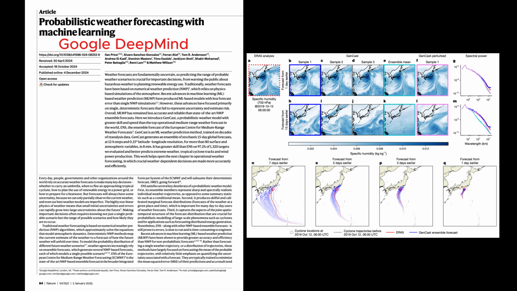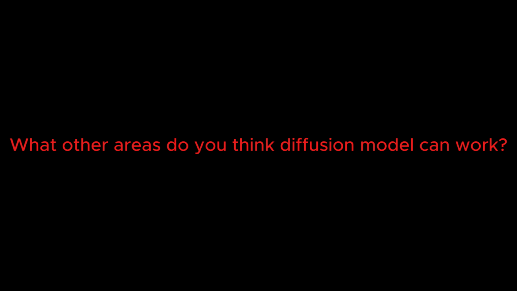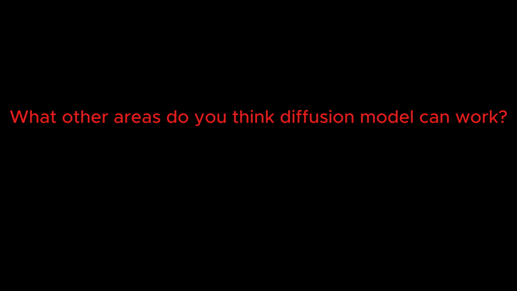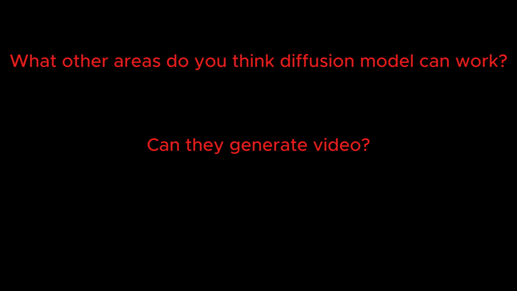If diffusion models can create stunning images and predict complex phenomena like the weather, what other areas could they transform? Do you think we can use them to generate realistic videos or even improve natural language models?